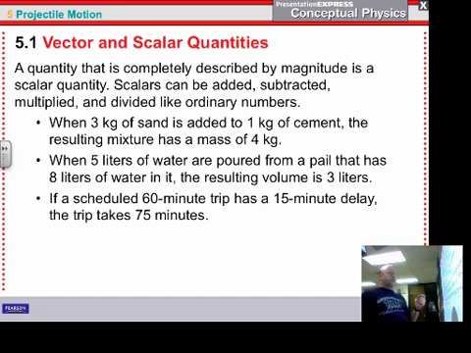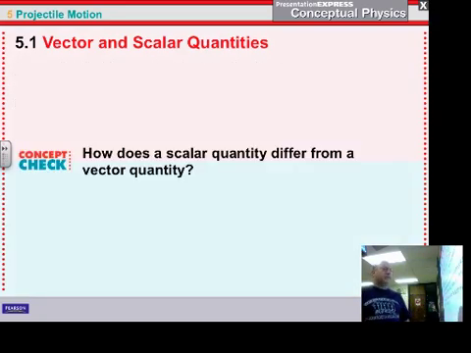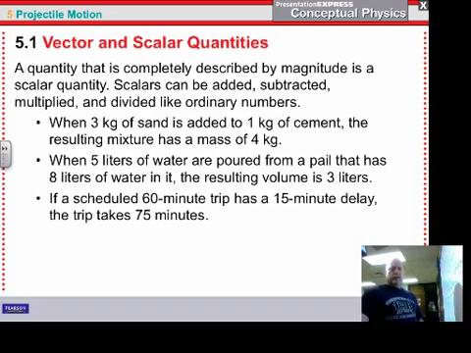So we can talk about 3 kilograms of sand and 1 kilogram of cement, and we add them together and get 4 kilograms of total mixture. Or 5 liters of water poured from a pail that has 8, and the resulting volume is 3. Or a 60-minute trip with a 15-minute delay, and the total trip time is 75 minutes.